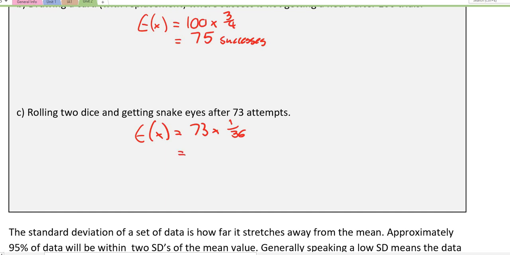So you have to do that in your calculator, guys, but I expect it to be about 2 and a bit. 2 point something, something, something. 73 attempts.